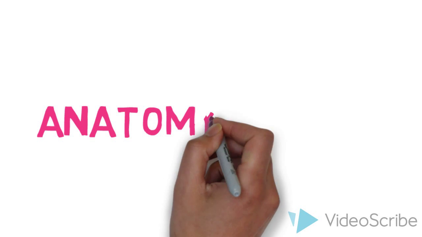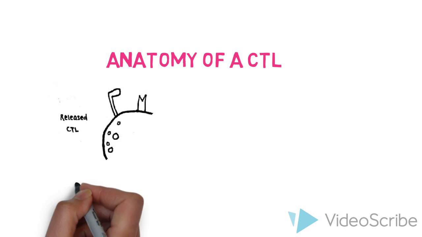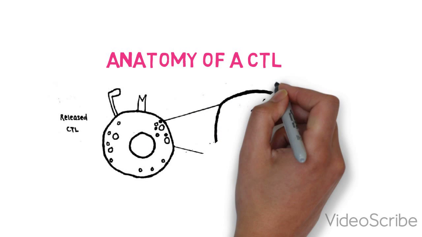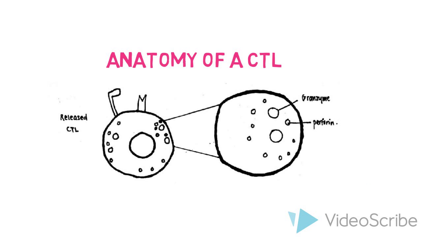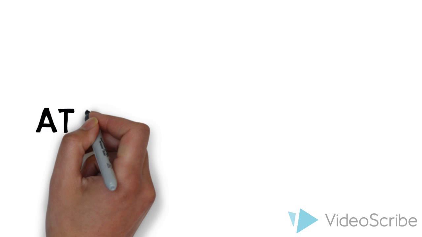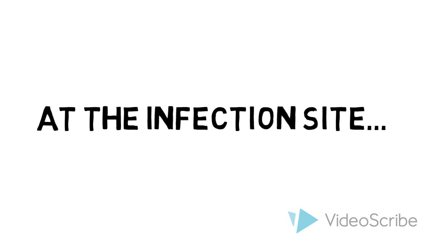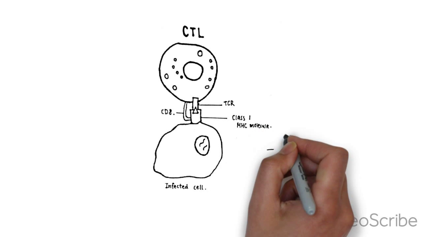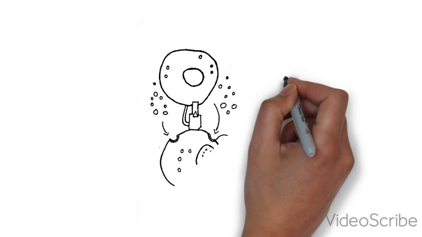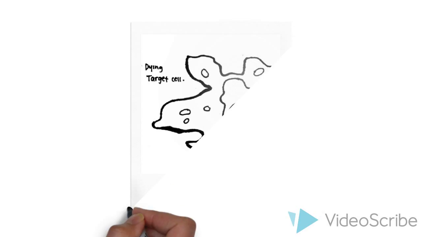Cytotoxic T lymphocytes will leave the lymph nodes via the efferent lymphatic vessel. They arrive at the site of infection and begin killing infected cells. The cytotoxic T lymphocytes have granules that contain two important enzymes, perforin and granzyme. When the cytotoxic T lymphocyte's T cell receptors bind to an infected cell's pMHC class I molecule, it triggers the release of granule contents. Perforin causes pores to be formed in the cell membrane and granzyme causes the infected cells to undergo apoptosis.